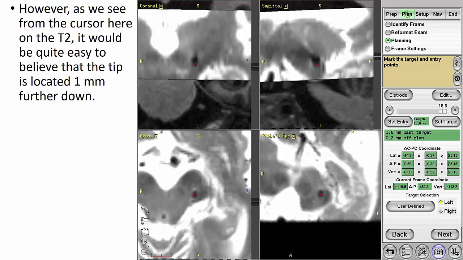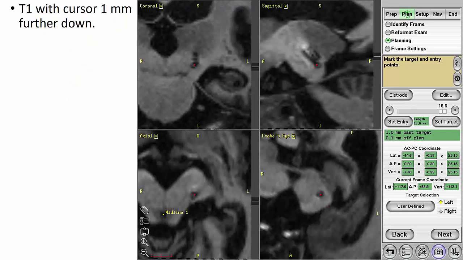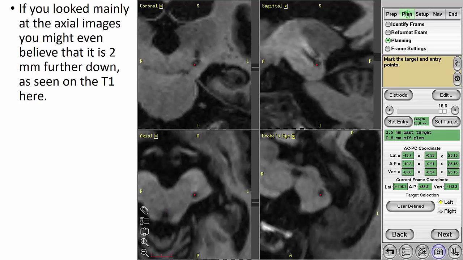However, as we see from the cursor here on the T2, it will be quite easy to believe that the tip is located 1 mm further down. This is also the case when we look at the T1. If you look mainly at the axial images, you might even believe that it is 2 mm further down, as seen here.